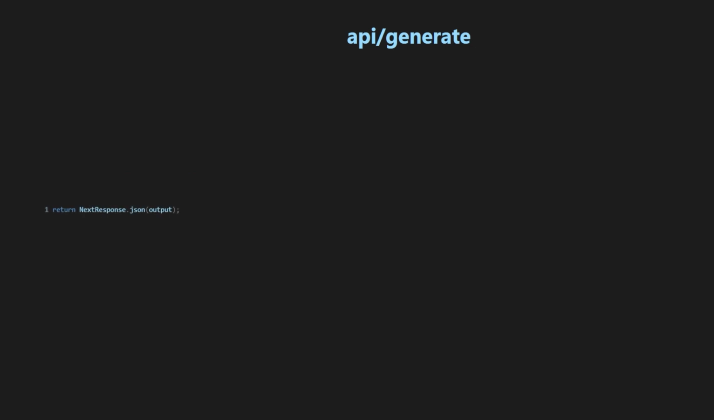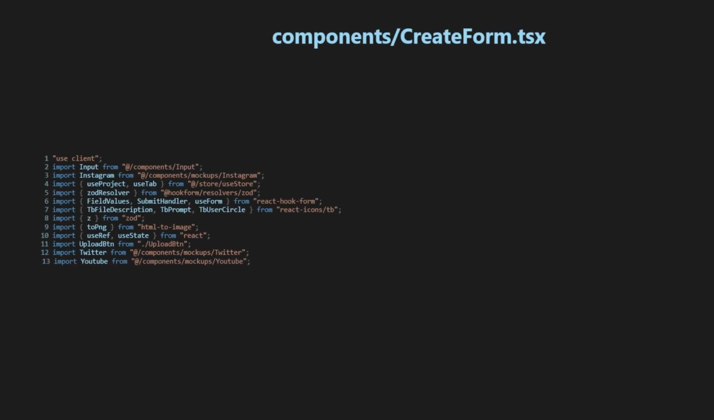Next, we are going to our components folder and we are going to create a create form component. The create form component will include a form where users can enter a prompt, username, and description. The component will then generate an image based on the prompt and display it in the social media mockup. Users can also download the generated image.